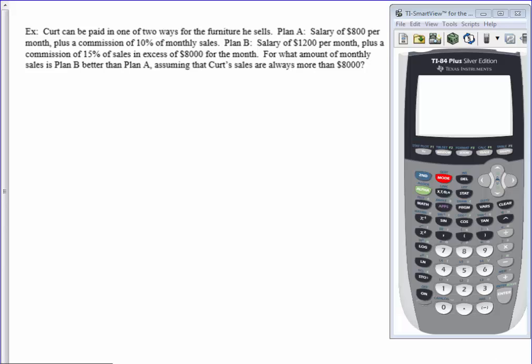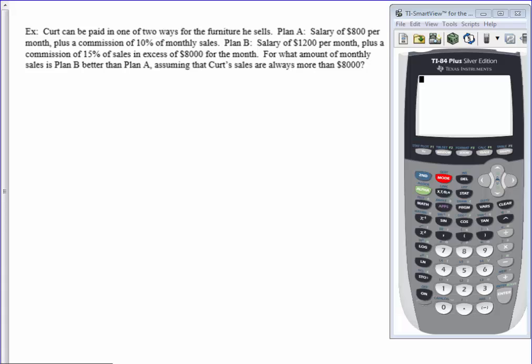Here's an application problem having to do with solving inequalities. This problem states that Kurt can be paid in one of two ways for the furniture that he sells. Plan A is going to give him a salary of $800 per month plus a commission of 10% of the monthly sales. Plan B gives him a salary of $1,200 per month plus a commission of 15% of the sales that exceed $8,000 for the month.